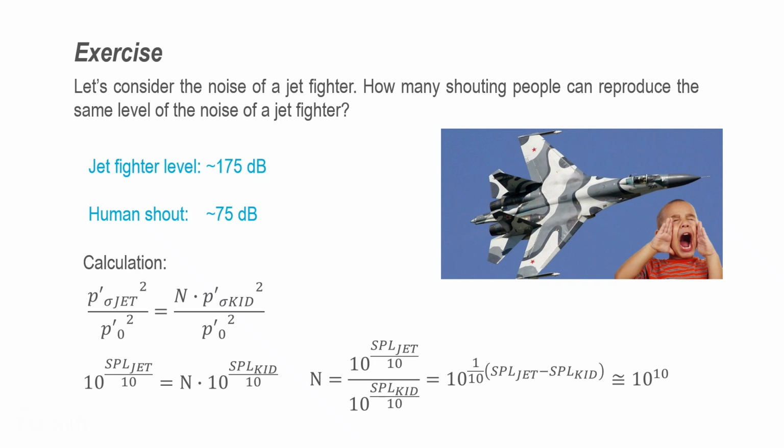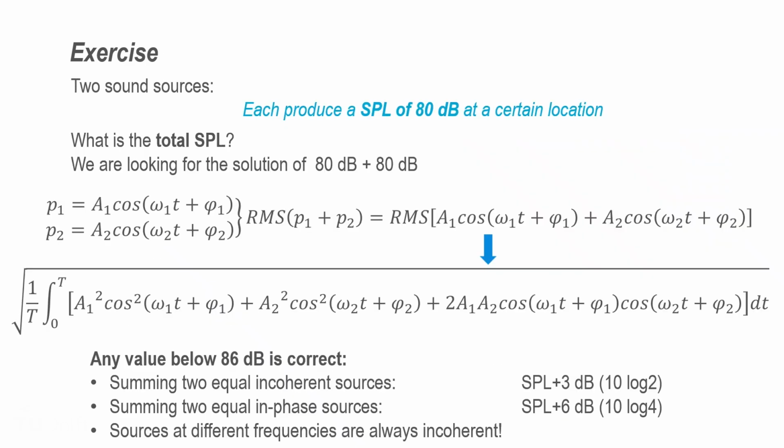Now consider two sound sources, each producing a sound pressure level of 80 dB at the same location. The total SPL of the combined system lies between 83 and 86 dB, depending on whether the sources are incoherent or perfectly in phase. For incoherent sources, the total increase is about 3 dB. For coherent sources, or aligned in phase, it increases by about 6 dB. You could try to be very rigorous and write the full formula for two generic waves and try to simplify it. We have done this for you.